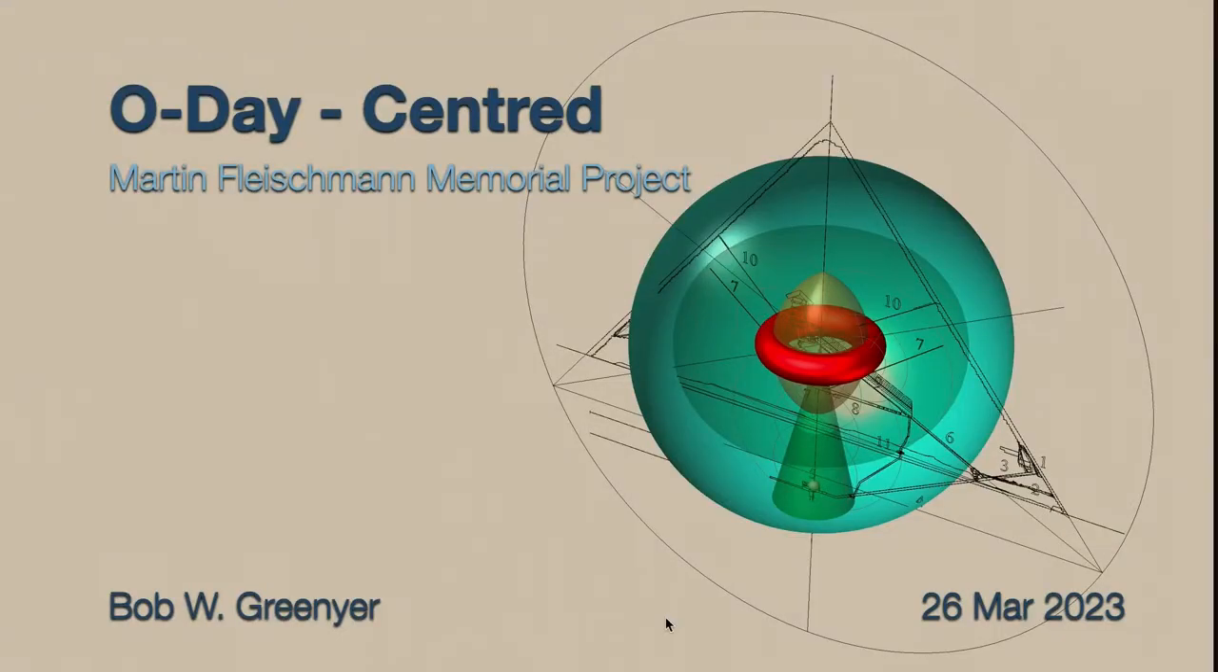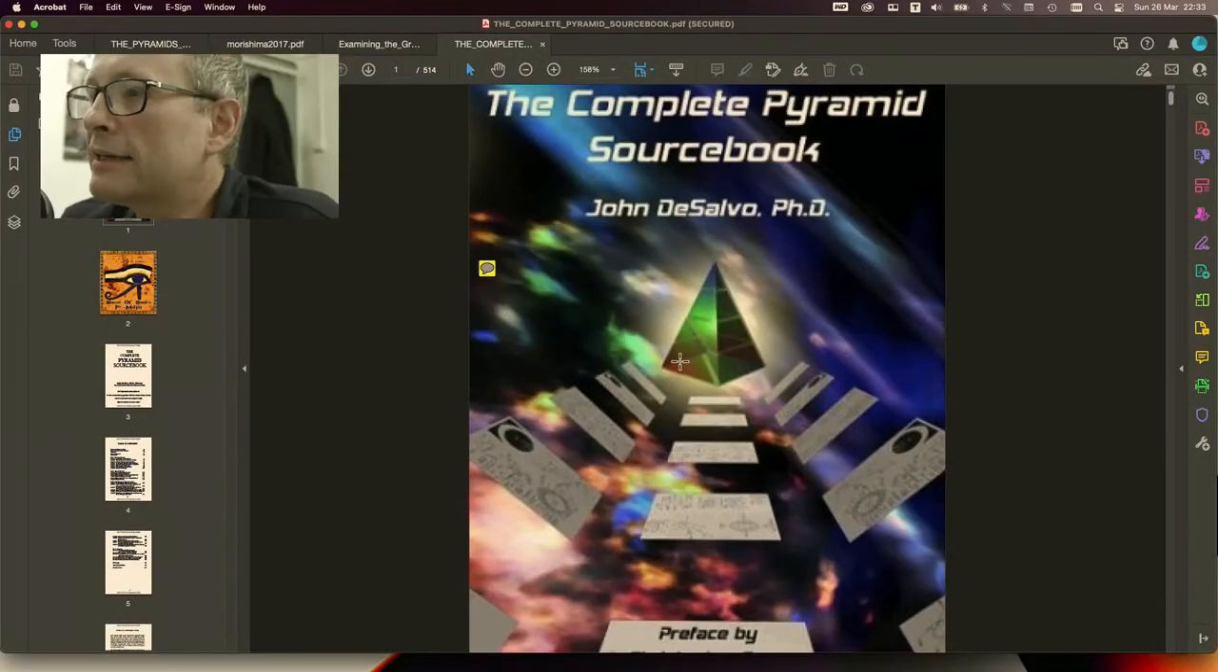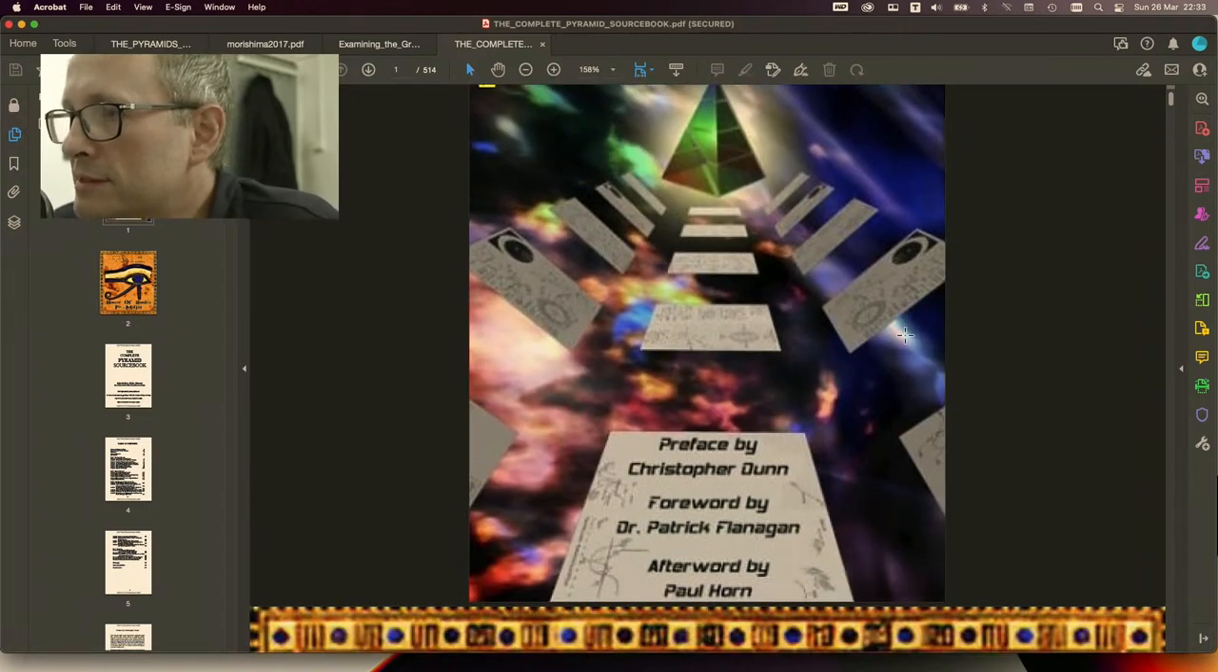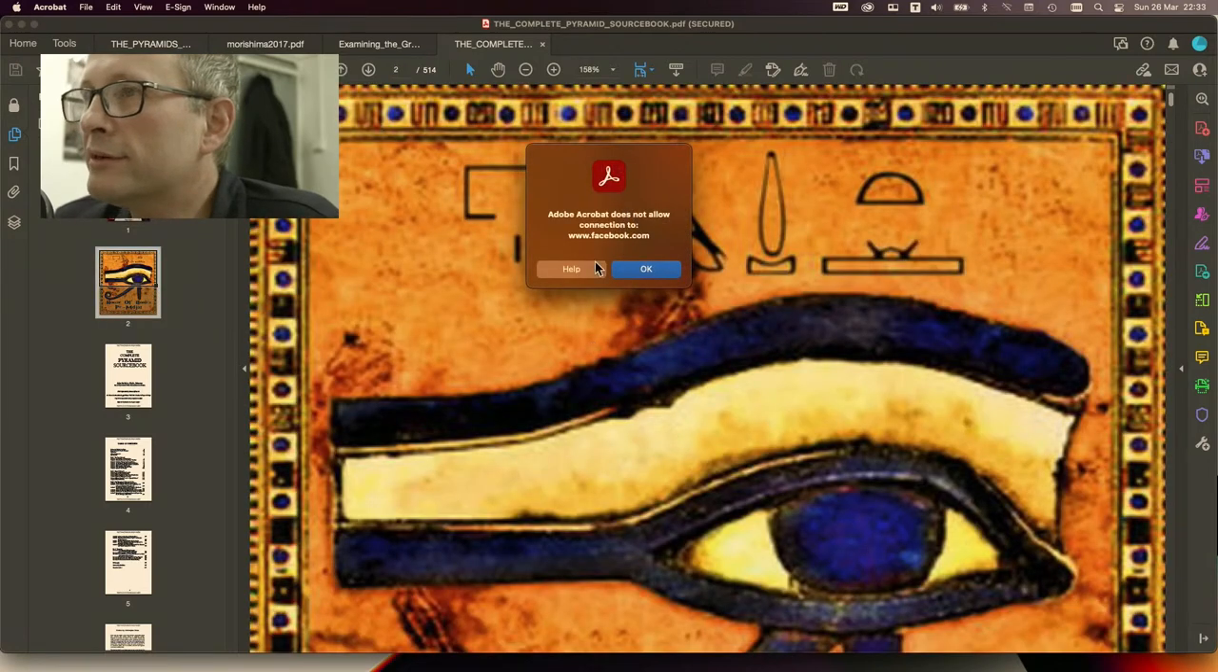So what document are we talking about? Well, it's the document that gave rise to this drawing here, and I will get it for you. It is called the Complete Pyramid Sourcebook, and if you go to remoteview.icu, I've given a link so that you can download and look at it with me today. It has this very 1990s cover here, and it's by John DeSalvo, PhD, with a preface by Christopher Dunn, a foreword by Dr. Patrick Flanagan, and an afterword by Paul Horn.